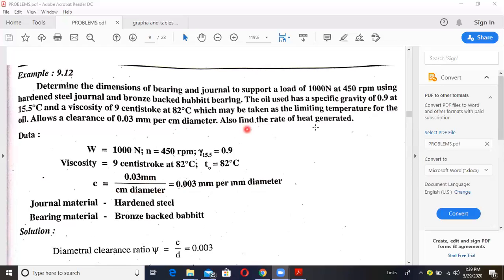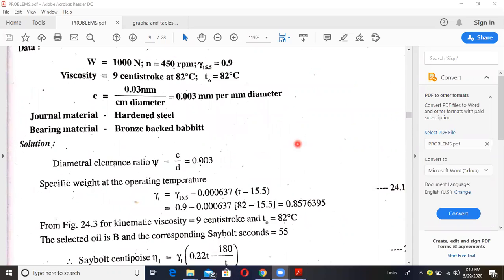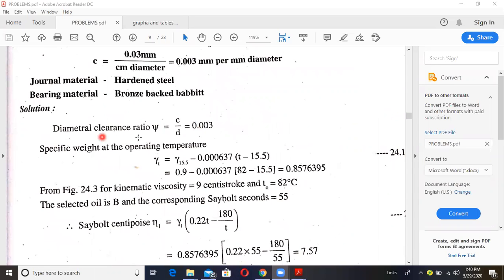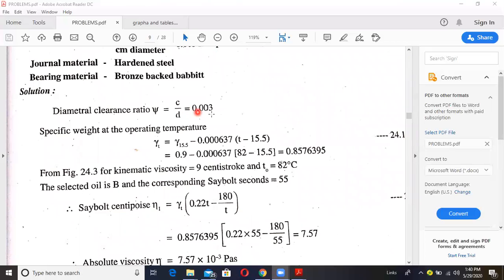Next, also find the rate of heat generated. So we have to calculate two unknowns here: the dimensions of the bearing and journal, and the rate of heat generated. Before calculating, first the diametrical clearance ratio. The diametrical clearance ratio psi is equal to C divided by D. Directly we can take that as 0.003 mm per mm diameter, so C divided by D is equal to 0.003.